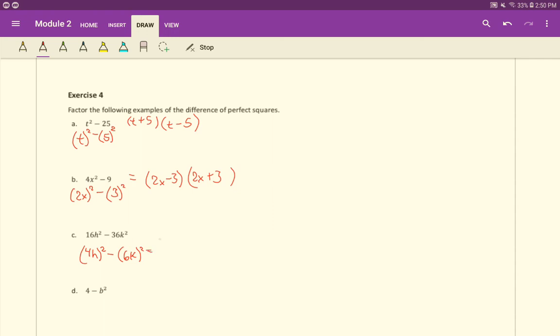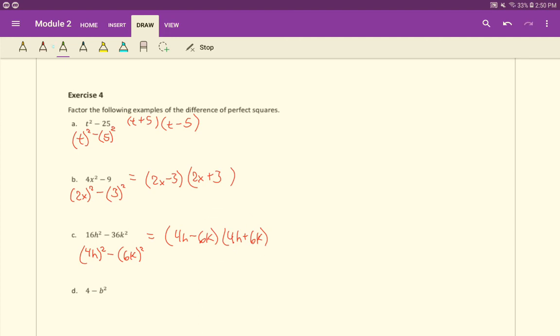So again, we can factor this, right? It factors: 4h minus 6k, 4h plus 6k. Okay, if you don't believe me, you can multiply these back together to see if you get this answer right here. You can multiply the 4h times the 4h, the 4h times the 6k, the minus 6k times the 4h, and the minus 6k times the positive 6k, and you will result in this answer again when you multiply it back out.